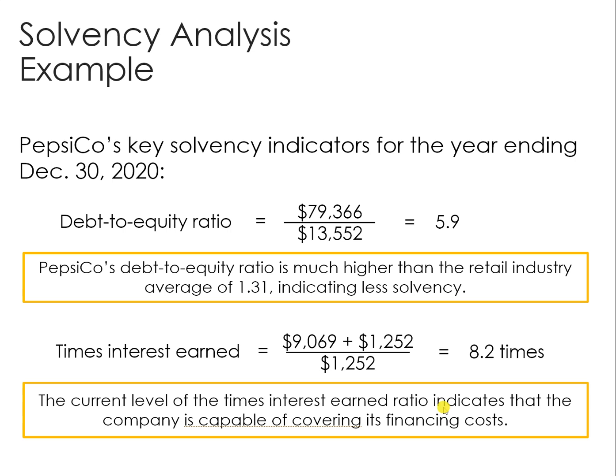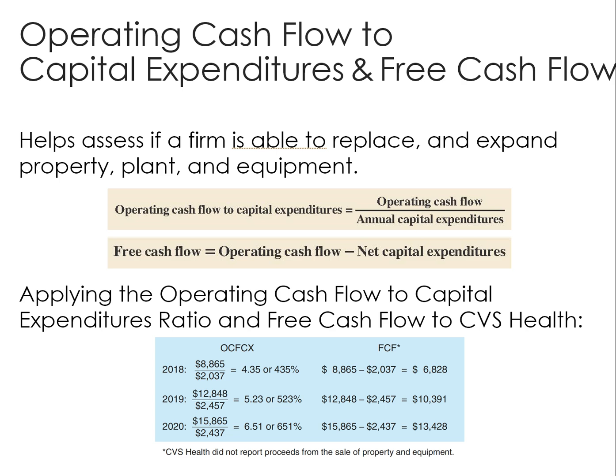Finally, let's take a look at some other ratios. These ratios are also cash flow related. First, we have operating cash flow to capital expenditures. It measures whether companies are able to replace their PP&E assets, that is, whether they have enough operating cash flow to cover annual capital expenditures. Another way to express this idea is free cash flow, which we talked about: operating cash flow less net capital expenditures. A positive free cash flow means the company is able to save money for future replacement.